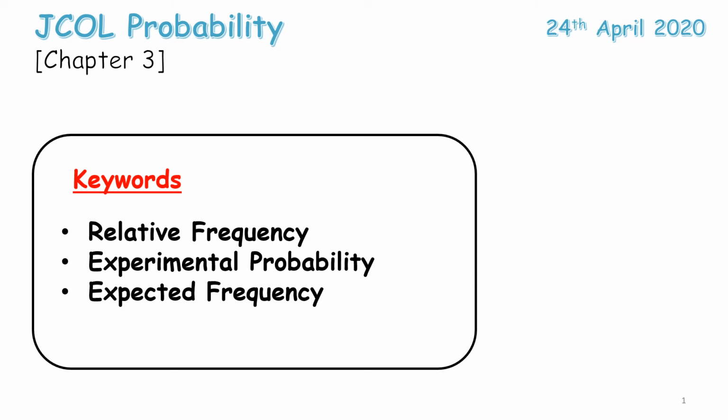So today is the 24th of April and we're going to have our third lesson in probability. So this will finish off what we need to know about probability, and next week you're going to be working through the exam questions. Use these videos to come back and check up on anything as you are working through the exam questions. So today we're going to talk about relative frequency. We're going to talk about experimental probability, they're both the same thing, and then we're going to talk about expected frequency.